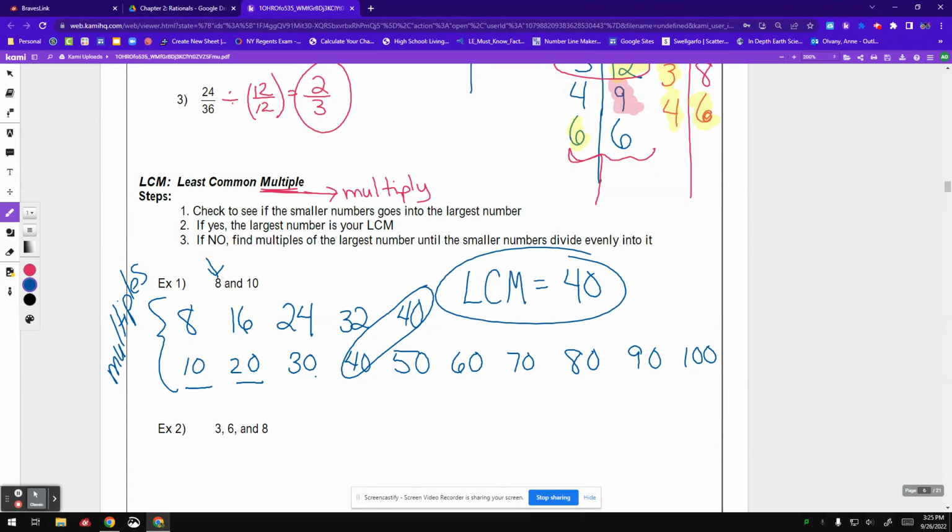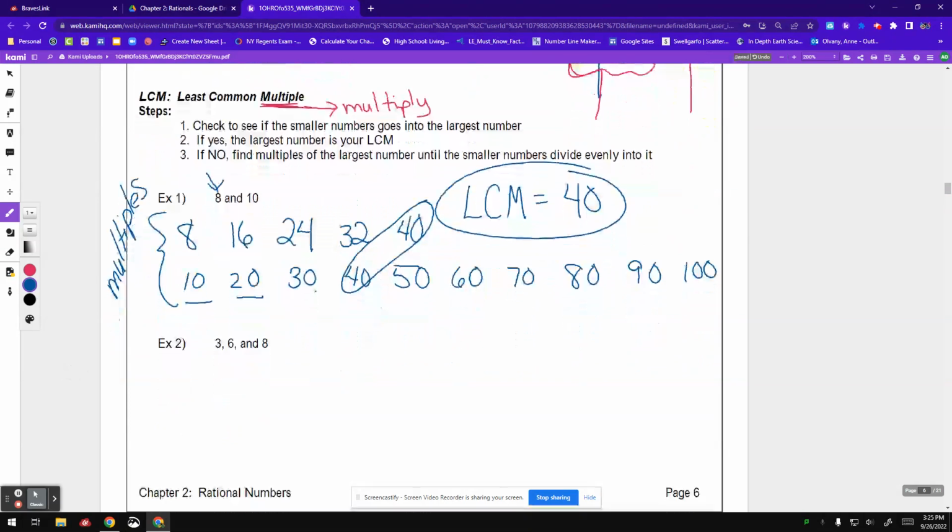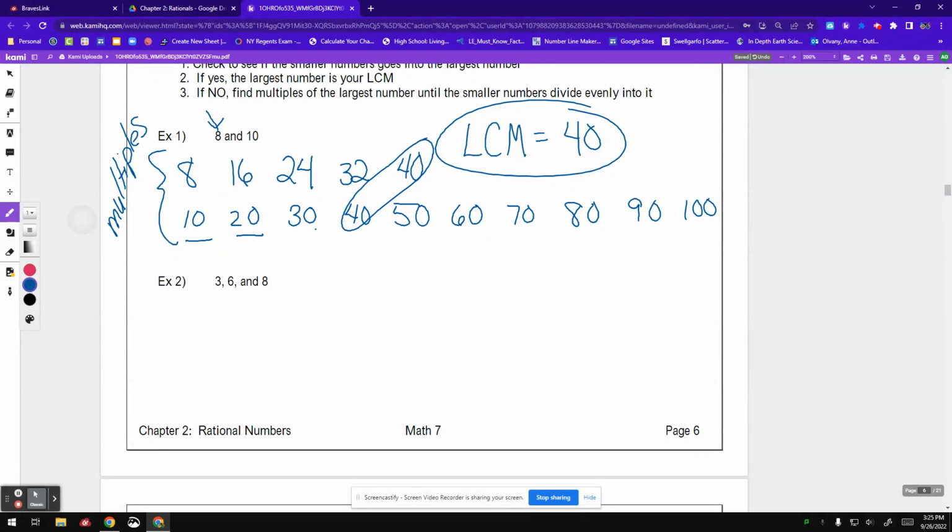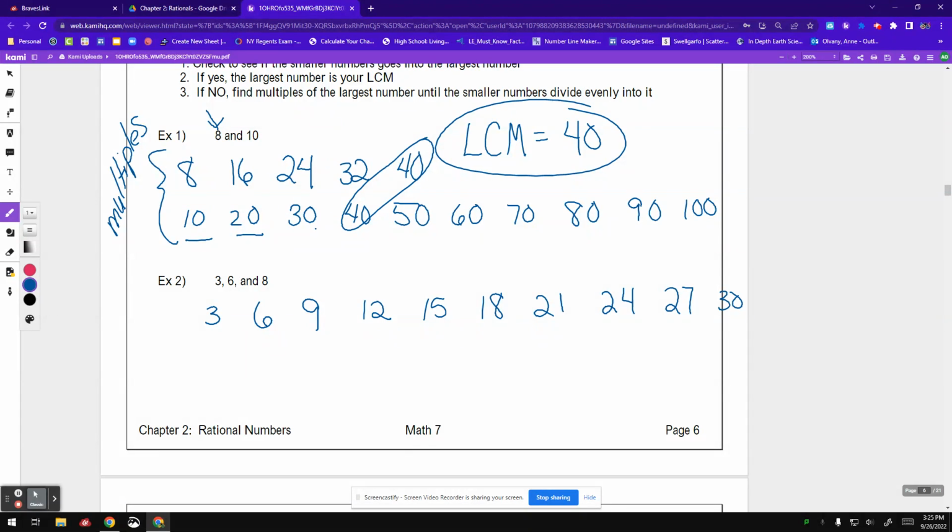So we just have to list them all out. It gets a little tricky when you have 3 because I need 3 rows, okay? So 3 times 1, 3 times 2, 3 times 3, 3 times 4, 3 times 5, 3 times 6, 3 times 7, 3 times 8, 3 times 9, 3 times 10. Now, I don't know how far I have to go, but I'm going to try.